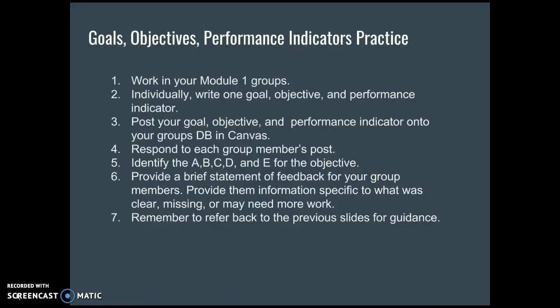So for practice for this activity, you have already been assigned to your Module 1 groups. Individually, I'm asking you to write one goal, one objective, and one performance indicator. After, you'll post your goal, your objective, and your performance indicator onto your group's discussion board in Canvas. I want you to respond to each group member's post, and when you do that, I want you to identify the audience, the behavior, the condition, the degree, and the evidence. Let your group members know that you see the content and the information that's there. Give them some feedback. Let them know if it's clear, if it's unclear.